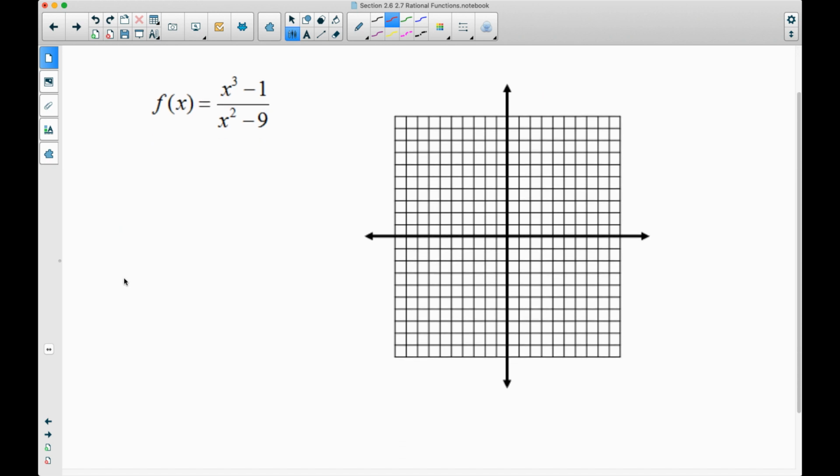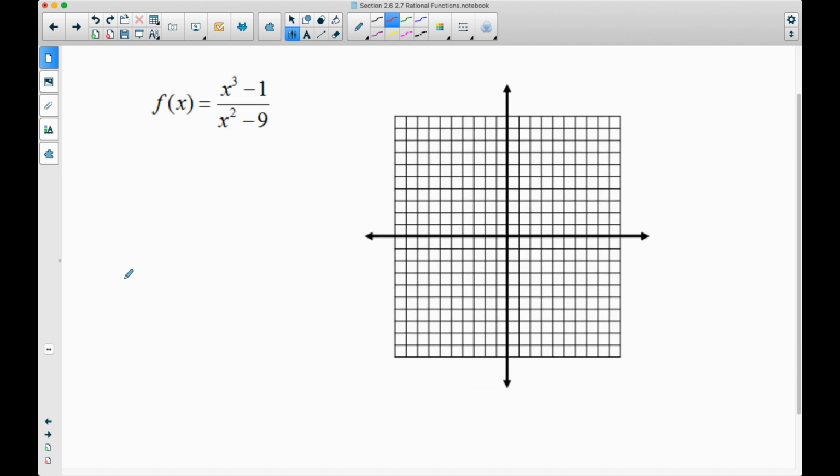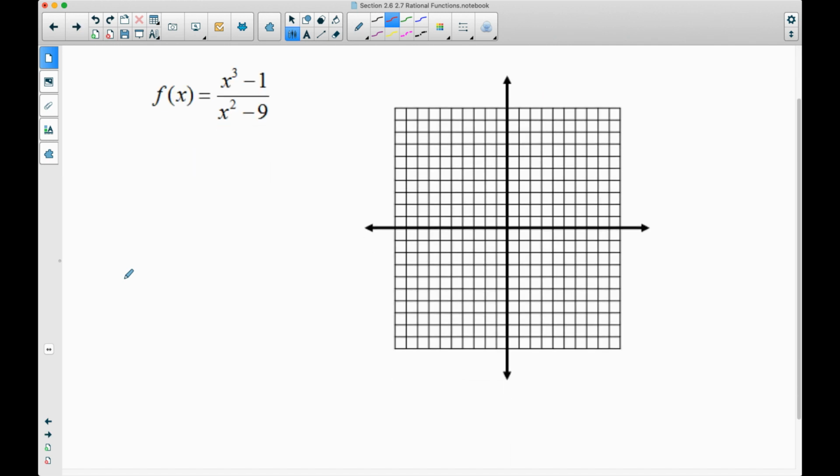Let's check this one out. Don't worry, we only have 2 more. This one and 1 more.